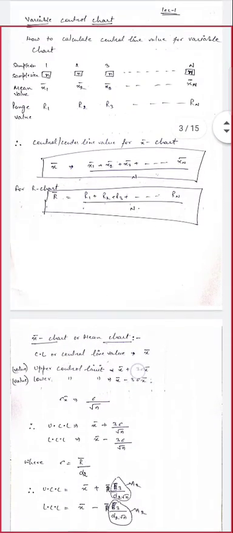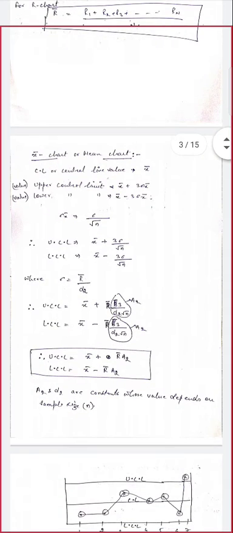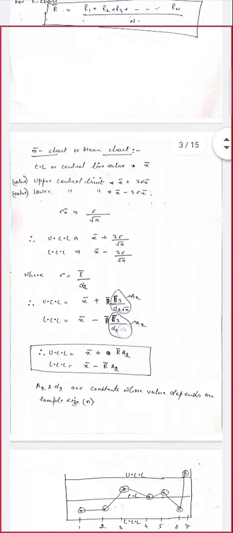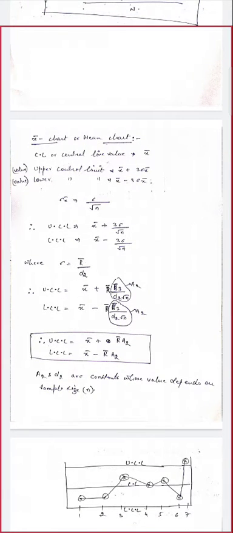Like this we can calculate. After that we have to find the upper control limit value. For the upper control limit value, the formula is X bar plus 3 sigma X bar. Like this we can calculate the value of upper control limit, and sigma X bar is the standard deviation of the process, and like this we can calculate the upper control limit value if we know the value of standard deviation.